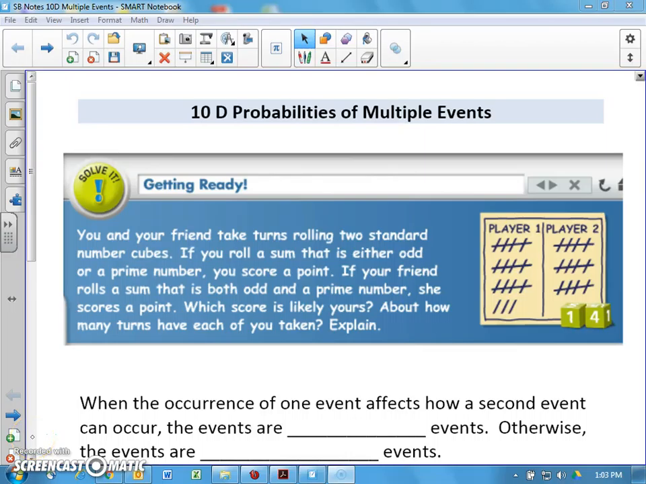Lesson 10D, Probabilities of Multiple Events. This is your last set of video notes for Algebra 2.